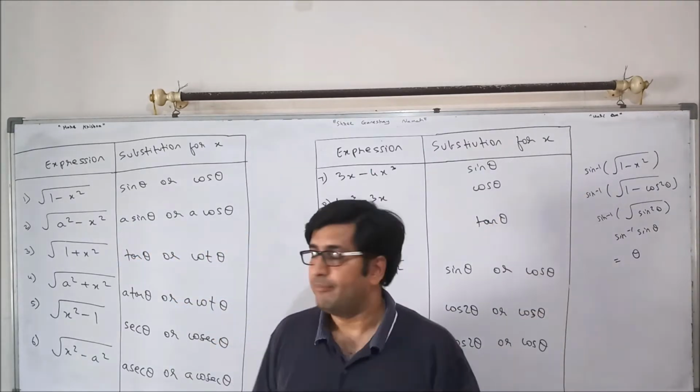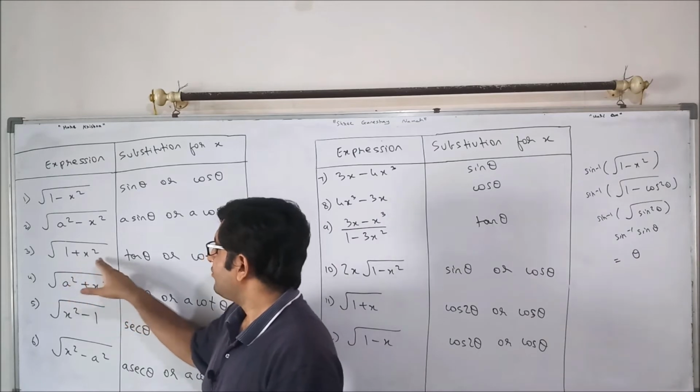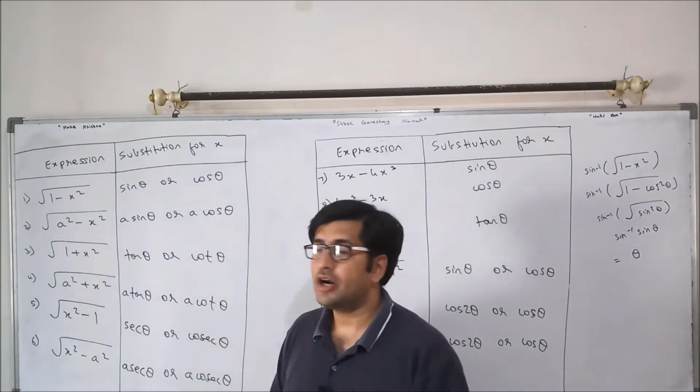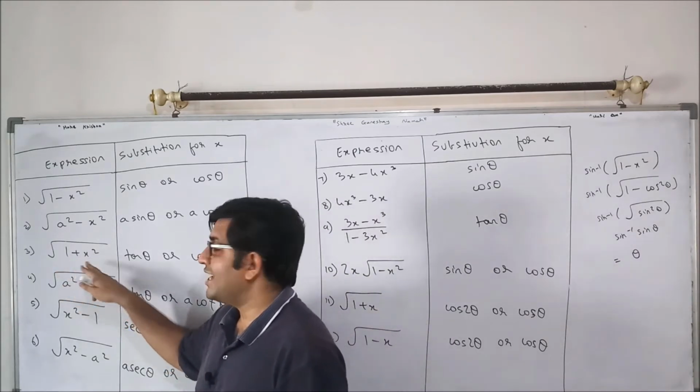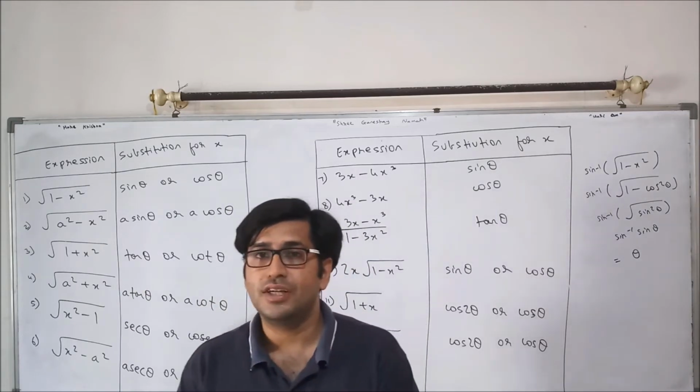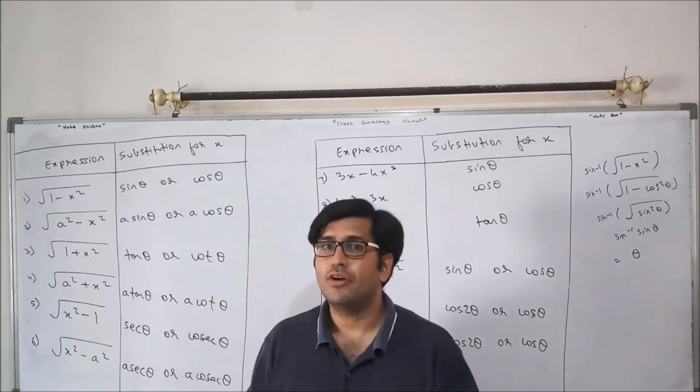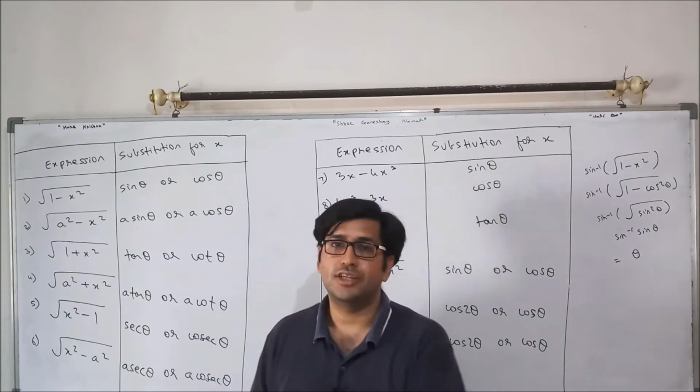The ideology remains the same. Now if you have root of 1 plus x square, then why are we putting tan theta and cot theta? Because root of 1 plus tan square theta, what is that? 1 plus tan square theta is sec square theta. So we are going to get a sec term outside the square root.